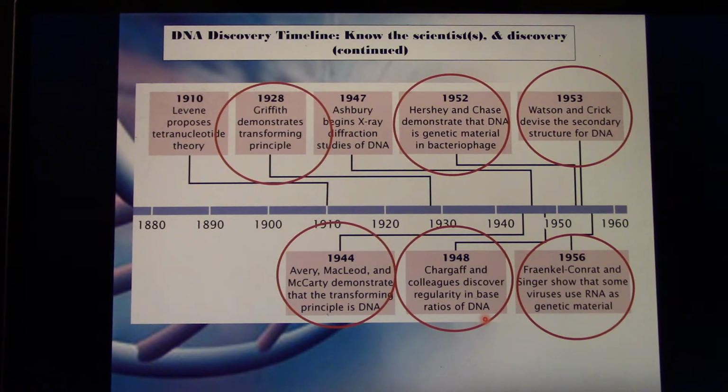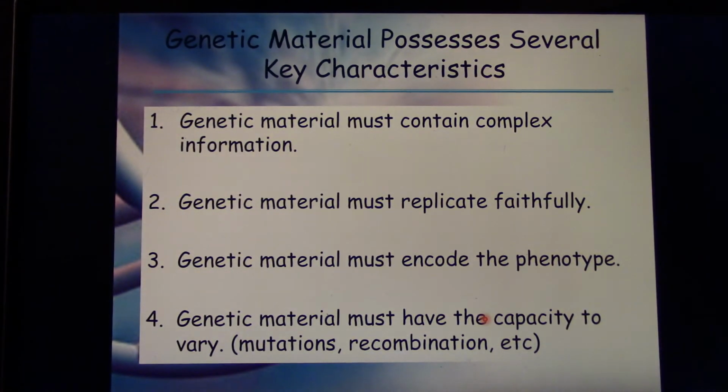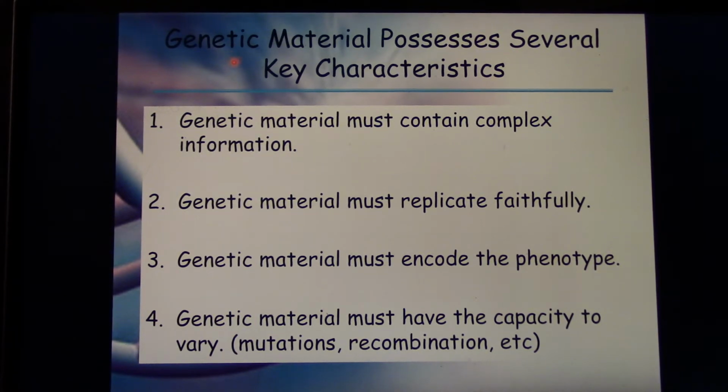Now we're going to talk about their experiments, and so you're going to need to know some of those details as well. But what were they looking for? Well, genetic material should have some characteristics, and these are the key characteristics from your textbook. So genetic material possesses several key characteristics.